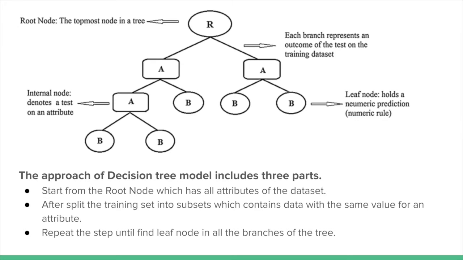The logic of a decision tree is that we start from the root node, which contains all the attributes of the dataset, and after splitting the training set into subset nodes, they make a decision at each step, and each subnode contains the same value for its attribute. And the decision tree will repeat the process until it finds the leaf node in the whole branches of the tree. And the final result will be found.